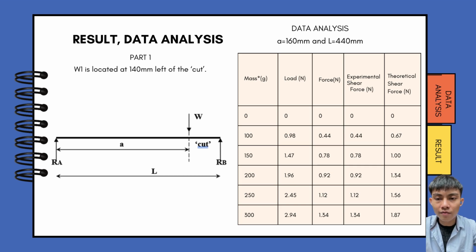The table has 5 columns. Column 1 is mass, column 2 is force, and column 3 is the force. We compare the experimental shear force and the theoretical shear force. You can see clearly that when we use different masses, the force will be different, and the shear force acting on the beams will be different.